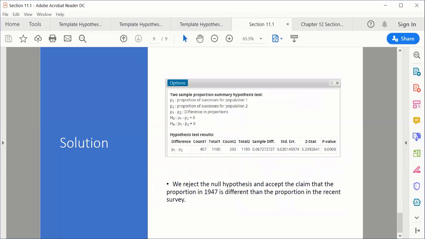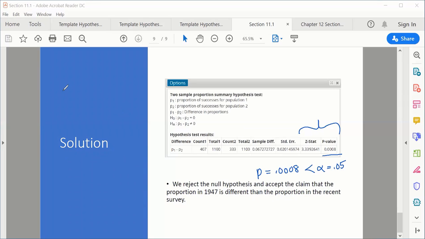So the results look like this, and they give you, just as before, the z-stat and the p-value. So here's your z-statistic and your p-value. In this case, we have p equals 0.0008, so very small. That means we can reject the null hypothesis. This is definitely less than alpha, which was only 0.05. And we accept the claim that the proportion in 1947 is different than the proportion in the recent survey.